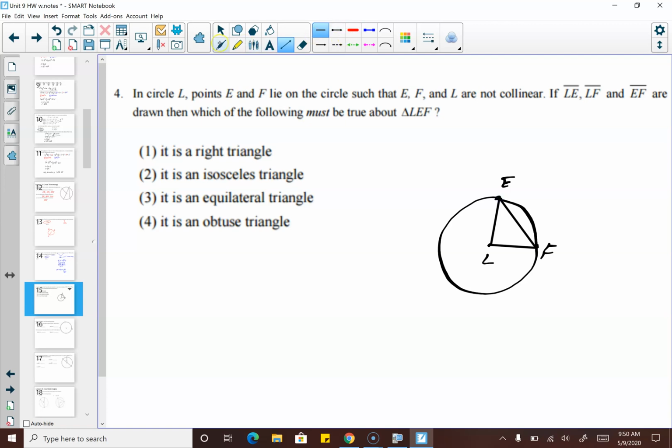triangle. Now it doesn't say what could be true. It says what must be true. And if you recognize that EL and LF are radii, it has got to be an isosceles triangle. Okay. So since all radii are congruent, our triangle has to be isosceles. Okay, so whenever you have a triangle made out of that middle section, you end up with an isosceles triangle. Now, could it be equilateral? Could it be right? Could it be obtuse? Yeah, but what does it have to be? It has to be isosceles.